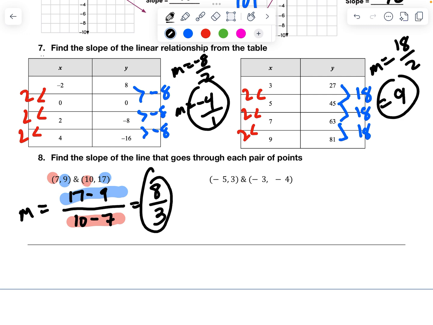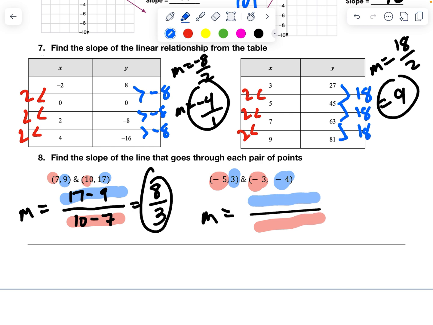All right, same thing here. Lots of negatives. So 3 and negative 4, and then negative 5 and negative 3. You might need your calculator on this. That's okay, if you don't understand how to subtract negative numbers. So let's take the second y. The second blue one would be negative 4 minus 3. The second x would be negative 3 minus negative 5. Negative 4 minus 3 is negative 7.